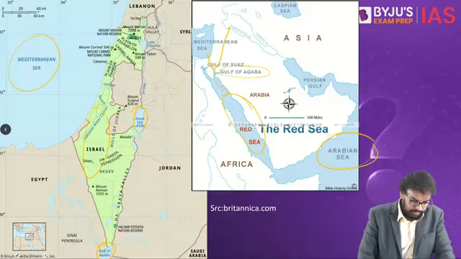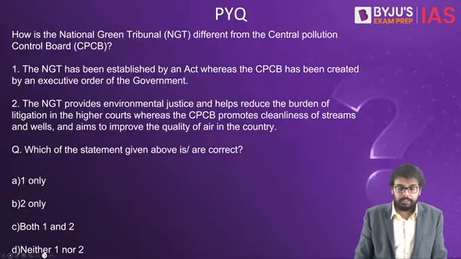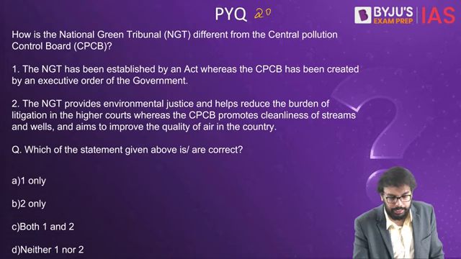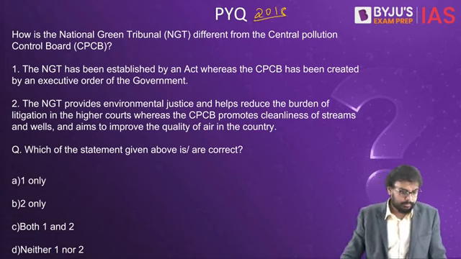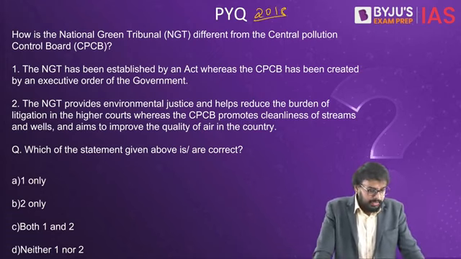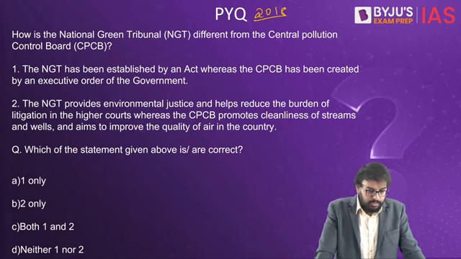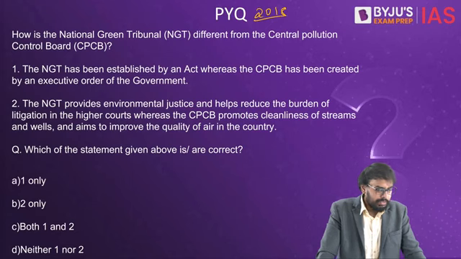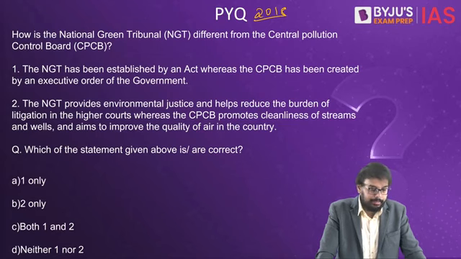Fine. Okay, so now we'll go to the PYQ, and this PYQ was from the year 2018. How is the NGT, that is the National Green Tribunal, different from CPCB? That is the question. Statement 1: NGT is established by an act, whereas CPCB is created by an executive order of the government.